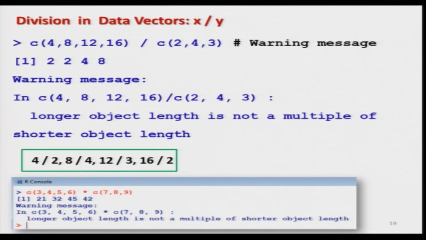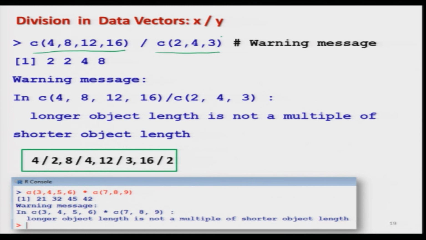Okay. And similarly, if you take another division in which the total number of elements is not an exact multiple of the number of elements in the other data vector, then once again a similar operation will happen, and you will get a warning in the outcome. So, for example, if I take 4 elements in data vector 1, which are going to be divided by the 3 elements in data vector 2.